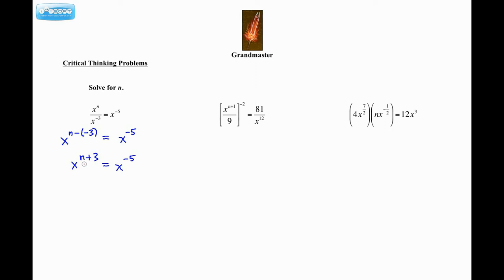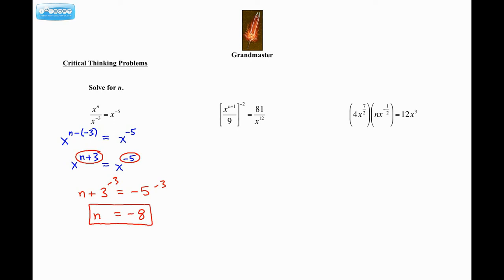But since the bases match on each side, if these expressions are equal to each other, that means the exponents must also be equal. So n plus 3 must equal negative 5. So I'm actually just going to pull this out and create a new equation. So that must mean n plus 3 is equal to negative 5. It has to be. Let's solve for n. I can do so by subtracting 3 from both sides. So n is negative 8.